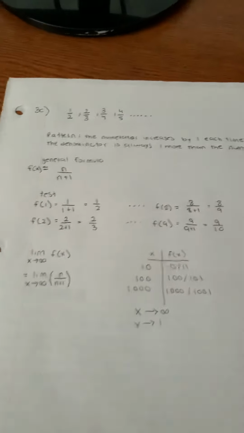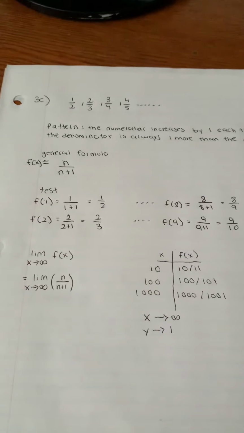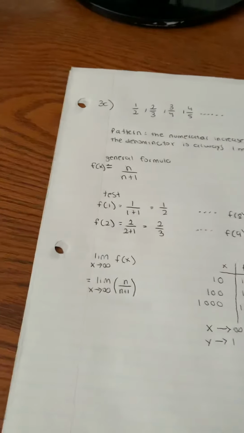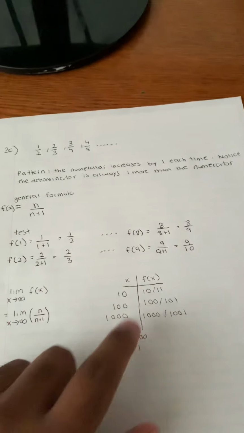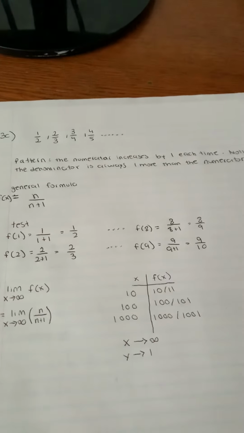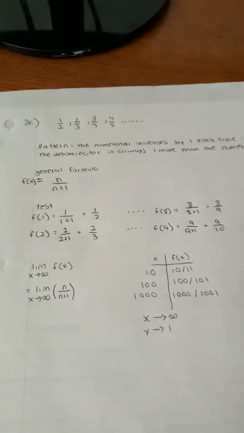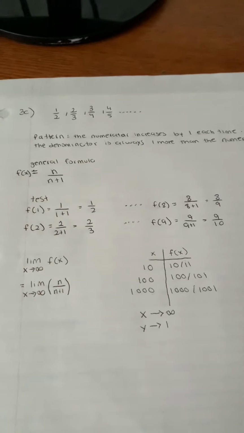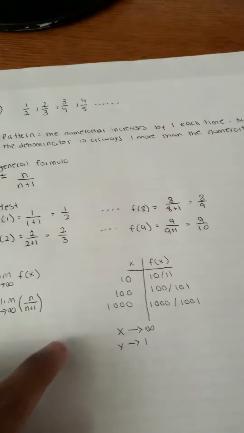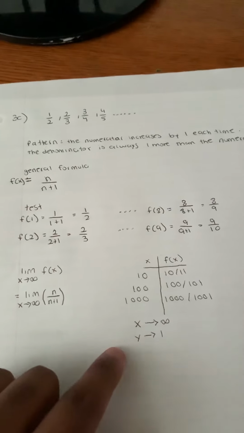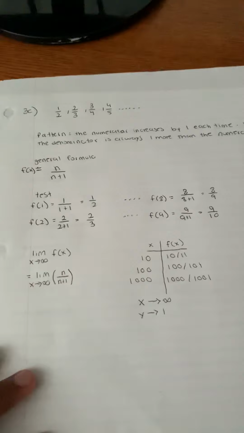Just like I did for the first one, I wanted to see the behavior when x is going towards infinity. So I plugged in some numbers, and I noticed a general trend: as the numbers get higher, f of x, or y, gets closer and closer to 1, but never reaches 1. So as x approaches infinity, y approaches 1. This is the limiting value of the sequence that I came up with.